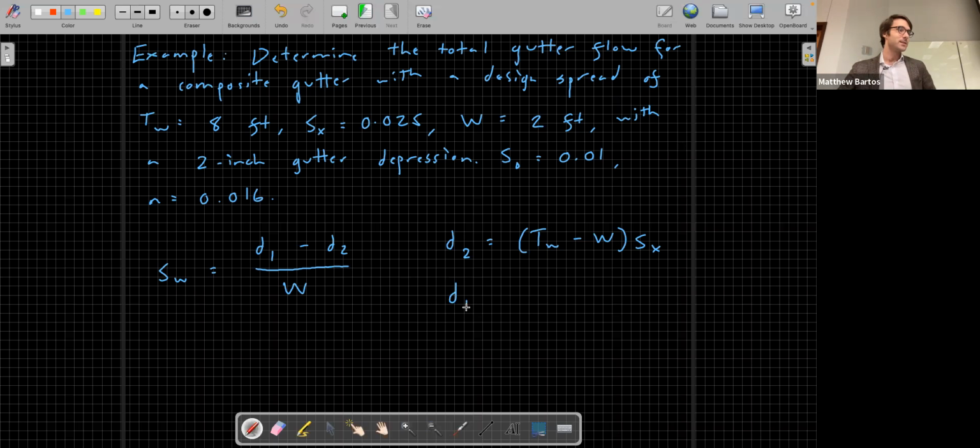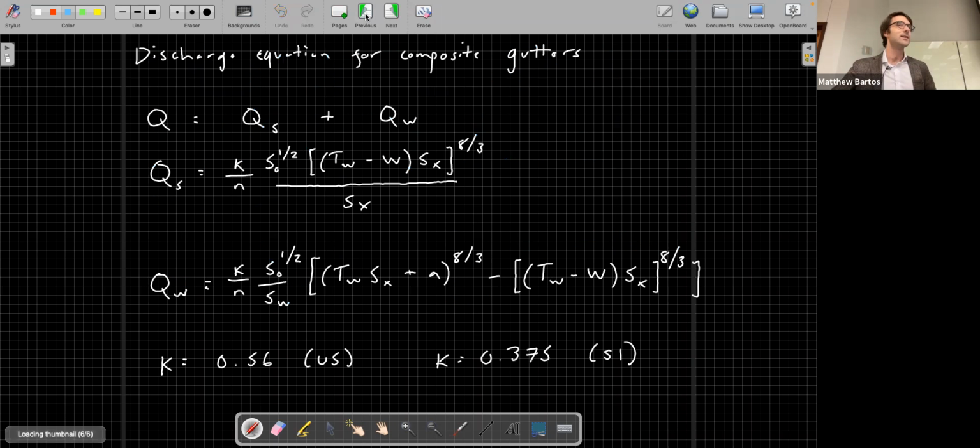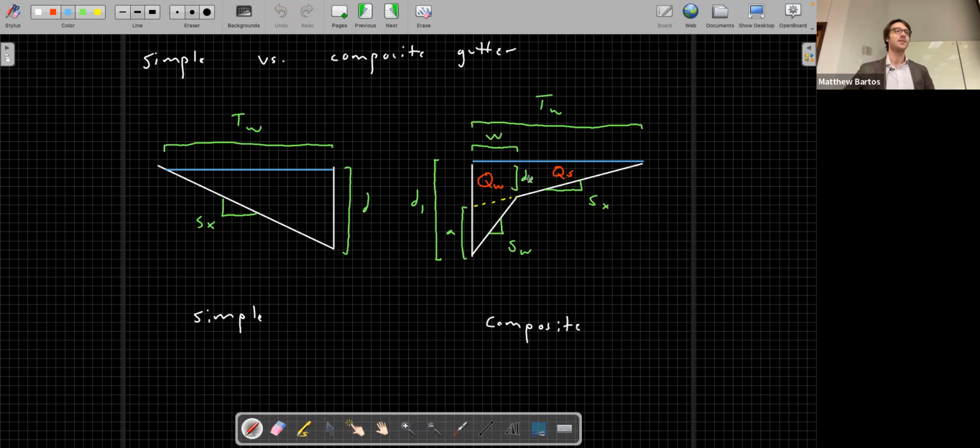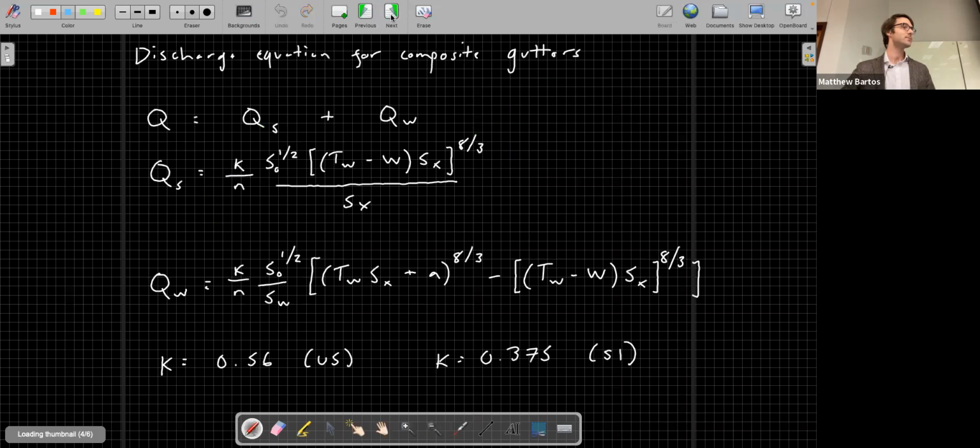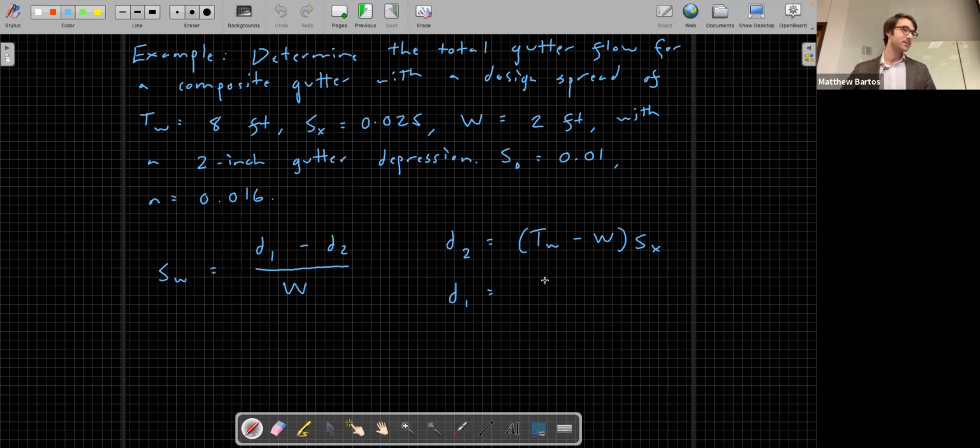Okay, what about D1? Is there a way we can figure out D1? Your question kind of hinted at it. Once you have D2, can you just get it? No, because there's actually another little triangle here. Yeah, but it's very close. So what if we just found the side length of this triangle here and then added A? So we can take T_W times S_x plus A. So let's do that.